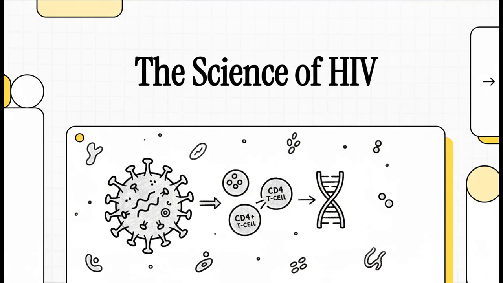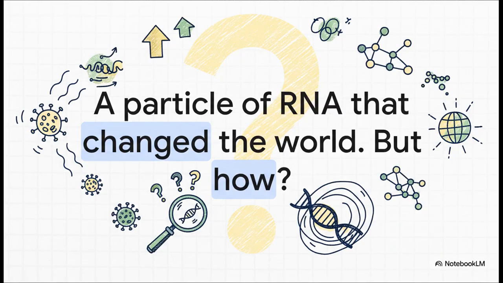All right, today we're going deep, right down to the microscopic level, to break down the science behind one of the most famous and infamous viruses out there, the human immunodeficiency virus, or HIV. And it's a really good question, right? How can something so incredibly small, just a tiny little particle made of RNA, have such a massive, world-changing impact? Well, that's what we're here to do.